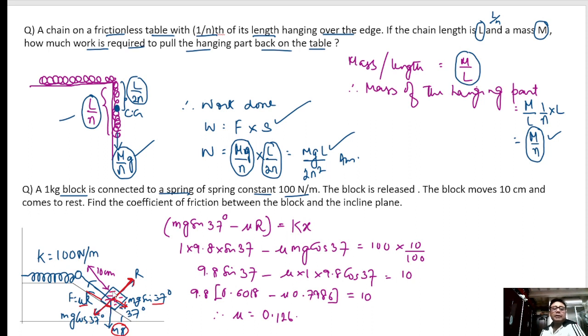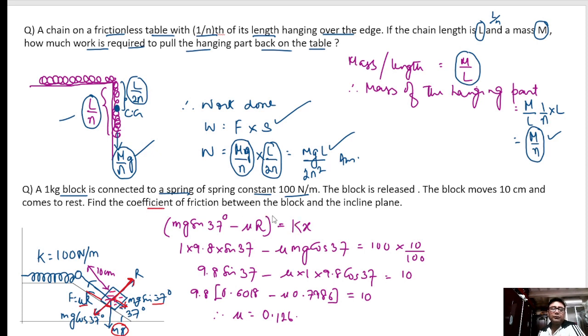Now they are telling that the block slides by 10 centimeter and comes to rest. That means the energy possessed by the spring is actually the work done. Now let us see this sum. Find the coefficient of friction.